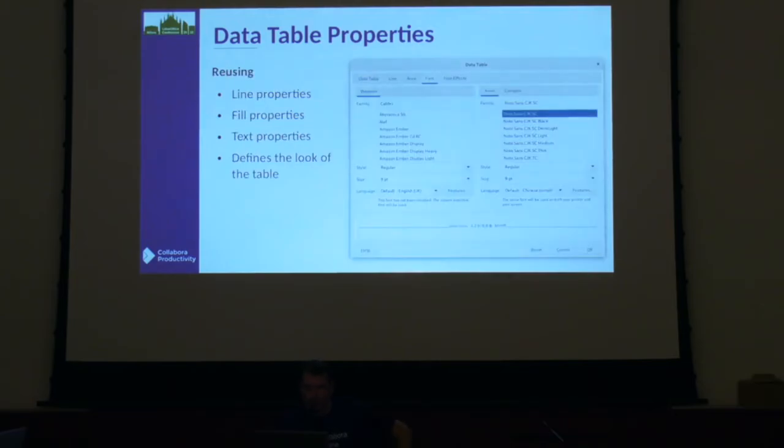There are other properties which are just already existing properties for the line and fill properties, and there are also text properties, so you can change the fonts, and line properties, you can change how the lines will be shown, like what the thickness is, and if they should be dashed or dotted, and fill is how the fill of the text actually should be displayed.